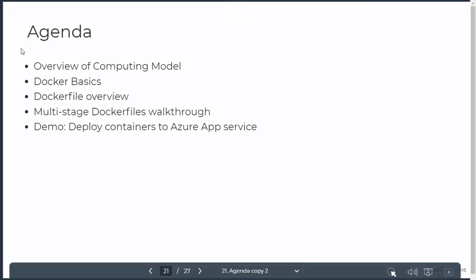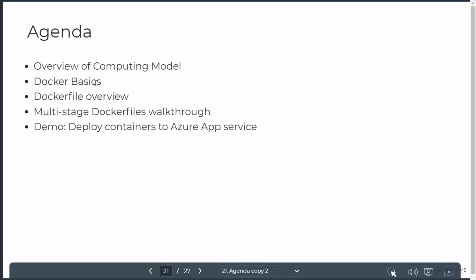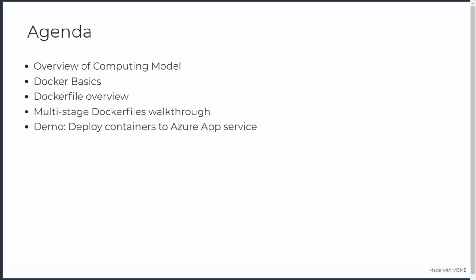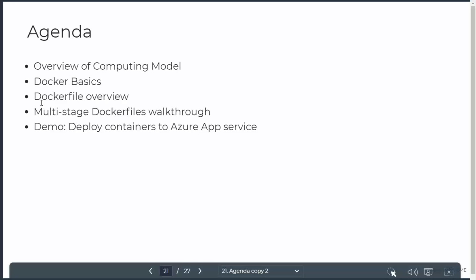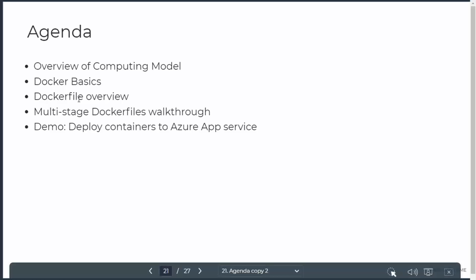The agenda: the first one is an overview of the computing model, so why Docker is coming into the picture, and what tool or component we used earlier. Then the Docker basics. There is one file here, which you can assume is like a configuration file. This file is used to create an image, and only after creating the image are we going to run the container.